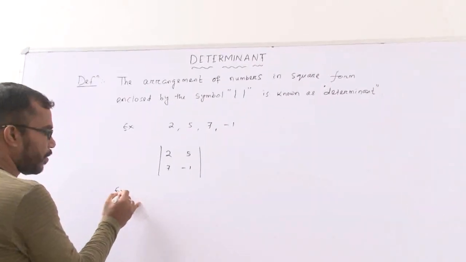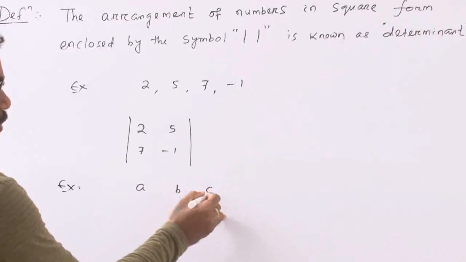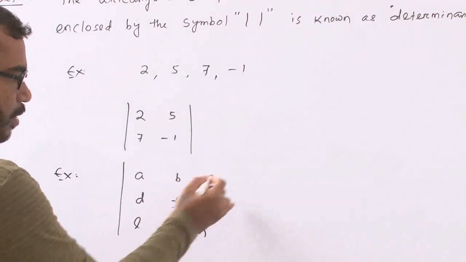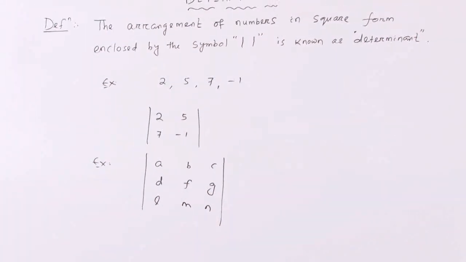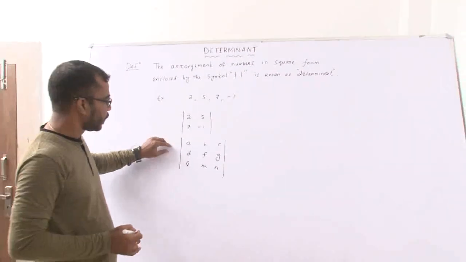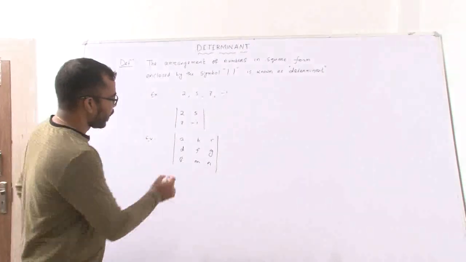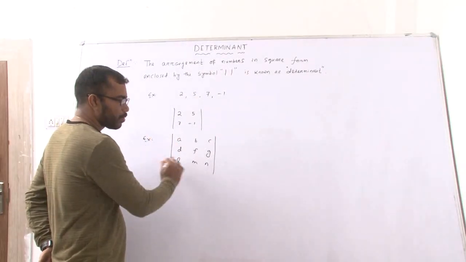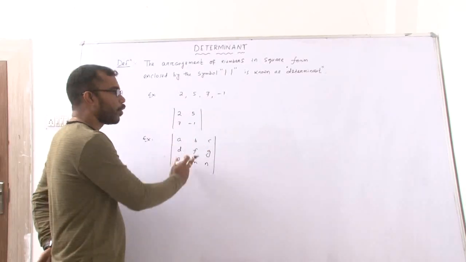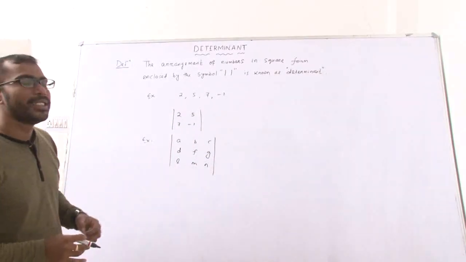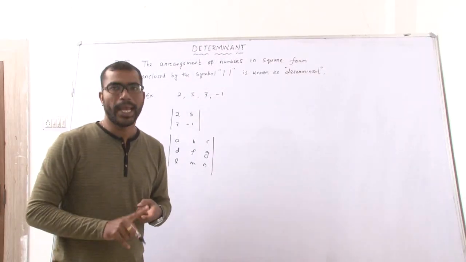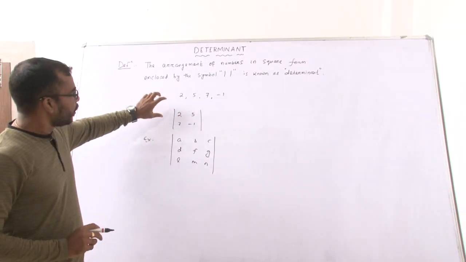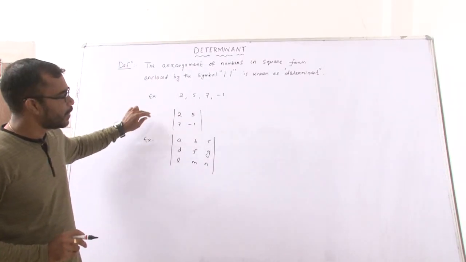Now let's take another example. Suppose A, B, C, D, F, G, L, M, N. It is also a determinant. It is an example of a determinant because here the arrangement of numbers is in a square form. Square form means the number of rows is equal to 3 and the number of columns is also 3. So in a determinant, the number of rows and the number of columns must be equal. So here is the example of a determinant.